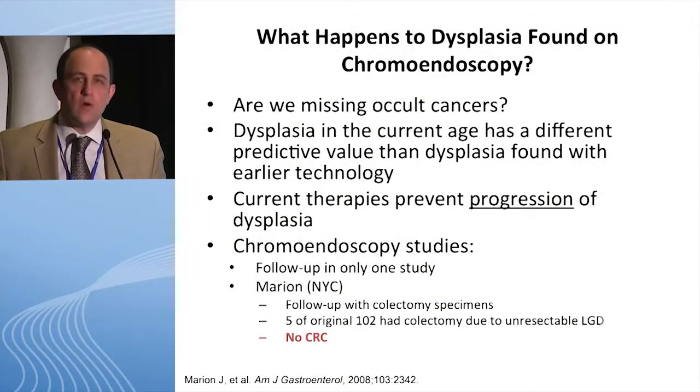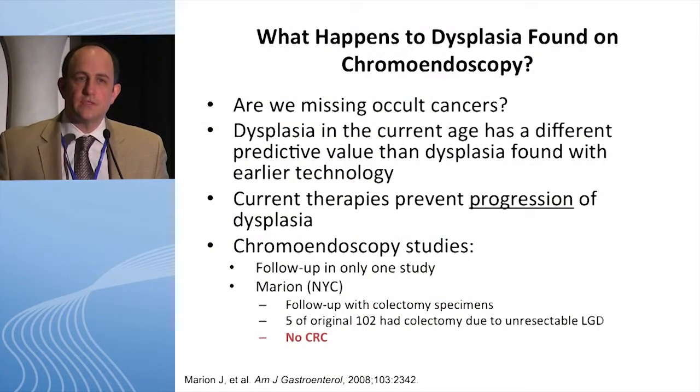And if you believe dysplasia is associated with cancer, which we think it is, where are all the occult malignancies in your population? So when we ask that question, the next thing to say is, well, maybe what we're seeing when we find more dysplasia by chromo are lesions that don't always progress, or maybe they're lesions that are not as clinically significant. So if you want to know where are all the occult cancers that we're missing, you'd like to know what's the follow-up to all those chromo studies that I just showed you.